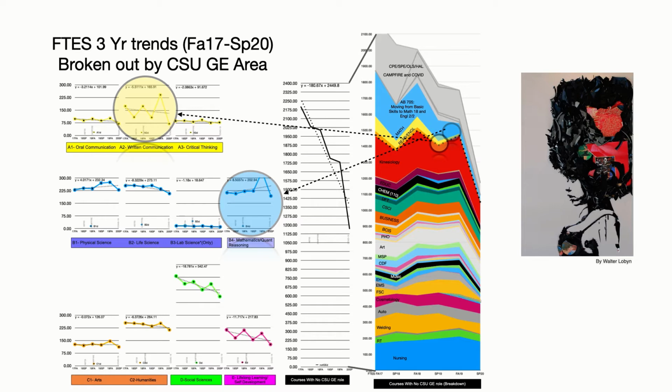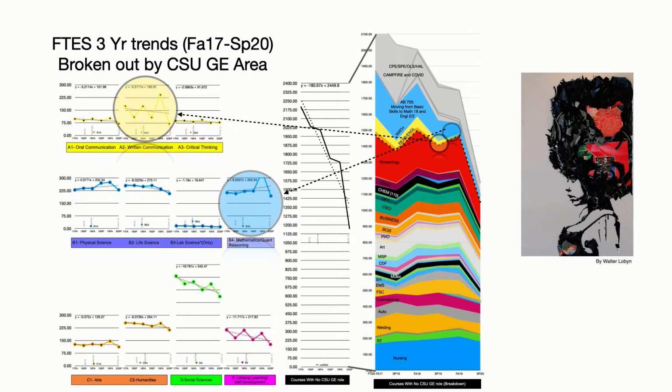And most importantly, the impact of AB 705 should be to reduce the equity gaps that we find in our completions. If AB 705 is not reducing our equity gaps, we need to investigate other methods for making that important mission happen. To highlight another significant curricular change that will impact FTES.